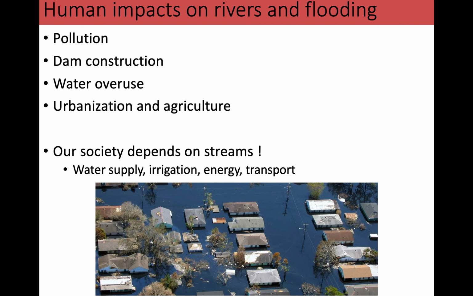And dam construction. Building dams means that you're flooding one area and then limiting the water that flows to another area. That can be a big issue as well, environmentally, and for how that river, that stream channel, reacts to flooding in the future. But we really do depend on streams, so we need streams, even though sometimes they flood. We need them for water, for irrigation, energy, definitely, and also transport. Streams and rivers are used a lot for transporting goods and people. So we really do rely on freshwater streams.